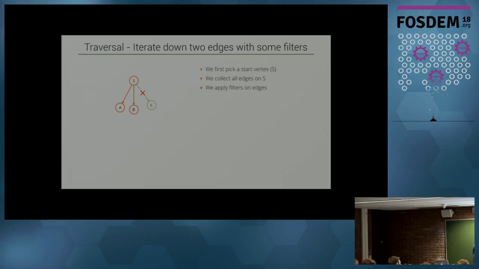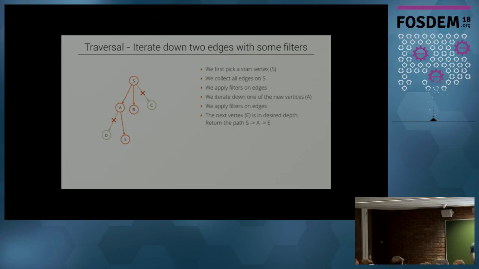So it randomly picks, let's say, A. Then it does the same step again, checks for all the edges that are connected to A, applies the filtering again, and we'll figure out, oh, D is probably connected, but we filter it out. Then E is also probably connected. And then we have the first result, S to A to E. It has two edges, and the filters matched. And this would be one part of the result. Then the traversal could continue here, but we said it should stop at two edges, so it doesn't.